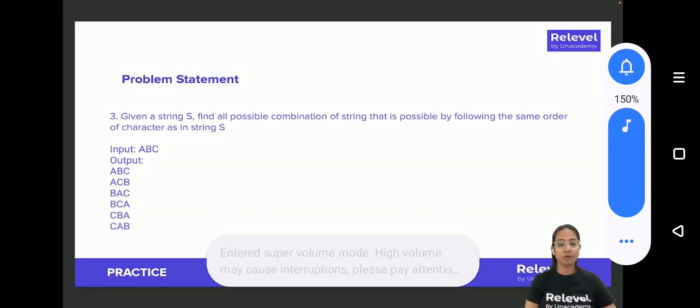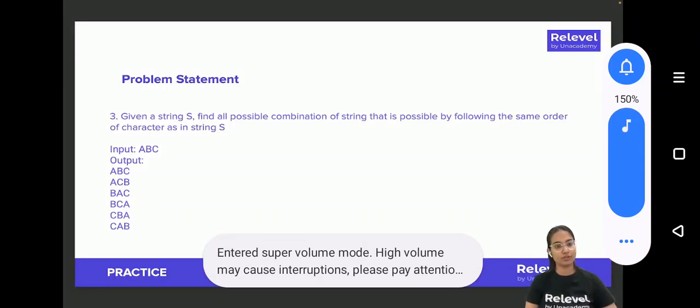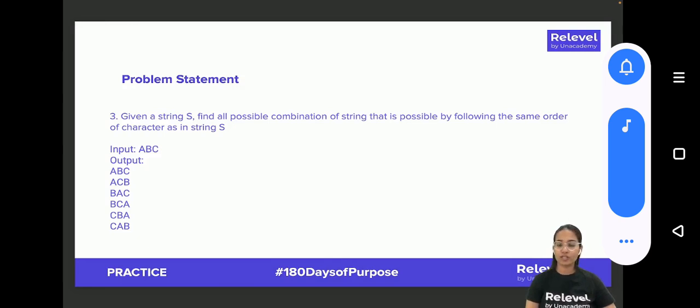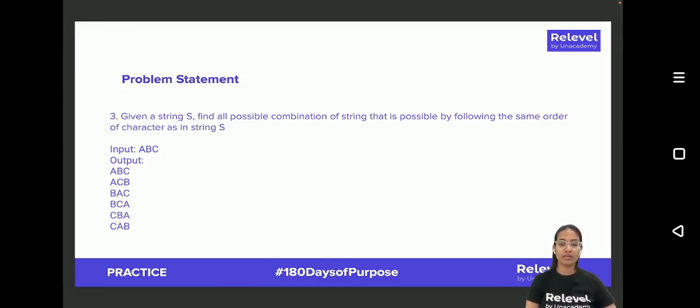Our third problem in the series on recursion. So we've already done 2 questions. If you have not checked out those videos, I would highly recommend doing that. And today we are going to discuss the third question in this video.